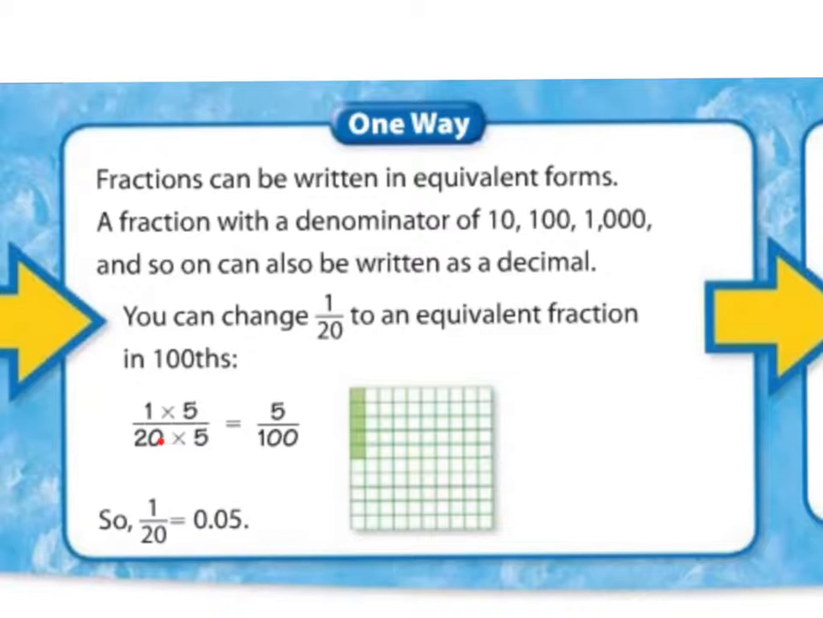So we're thinking, what can I multiply 20 by so that the bottom is 100? And so we found out 20 times 5 is 100. But I know from previous lessons that if I multiply the bottom number by something, I also need to multiply the top by the same number so that it remains equivalent. So 1 times 5 is 5, 20 times 5 is 100. So an equivalent fraction to 1/20th is 5/100, and that's how we keep it equivalent.